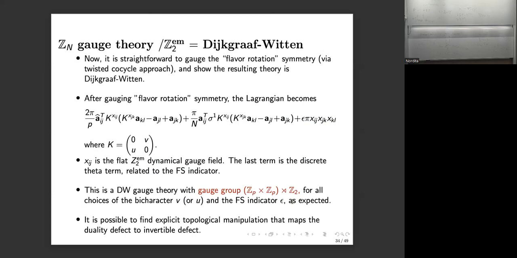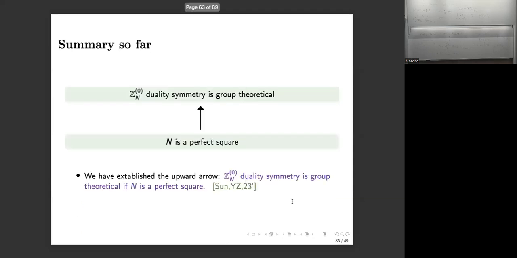And so far we have shown that, after gauging the Z2 EM symmetry, the symmetry TFT is a Dijkgraaf-Witten theory. But you can also find the explicit topological manipulation from the boundary point of view and show that the original duality defect becomes an ordinary invertible defect. Okay, so far we established this upper arrow. So now how about the downward arrow?